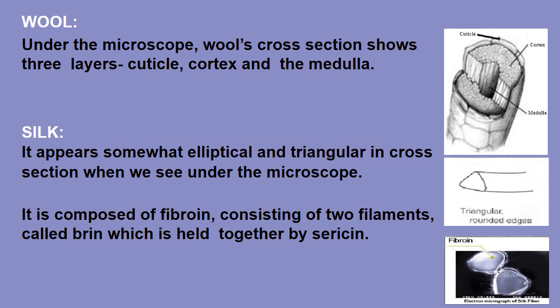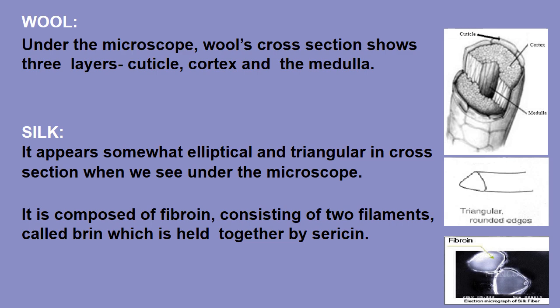Now we will see the microscopic structure in the case of wool. Under the microscope, wool's cross section shows three layers: cuticle, cortex and medulla. Actually, if it is pure wool, we can see only two, that is cuticle and cortex. If it is a little bit rough or coarse, then we can see the medulla. So in the picture here, we can see either the presence of cuticle and cortex, or sometimes cuticle, cortex and also medulla, depending on the type of fiber or diameter.